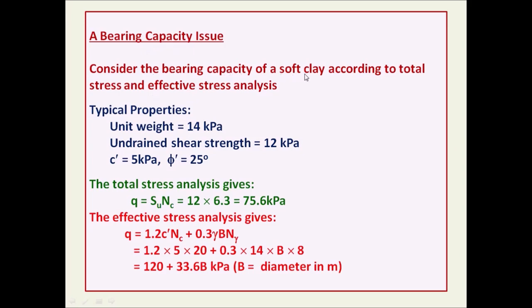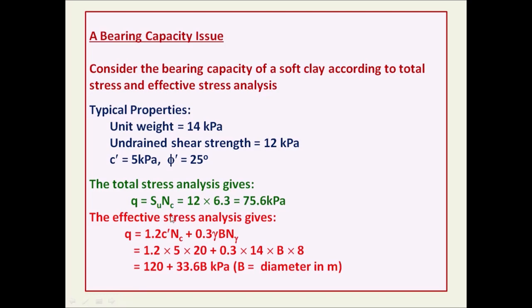This is an interesting one. Consider the bearing capacity of soft clay according to total stress and effective stress analysis. These are parameters. I think I got these from the clay I did my PhD on, the Thames estuary, the north side of the Thames estuary. A total stress analysis, just for simplicity, we put it right on the surface. Your undrained shear strength, multiplied by a bearing capacity factor, and I think for strip footing it's about 6.3, so we come out with about 75 kPa. That's the ultimate strength.